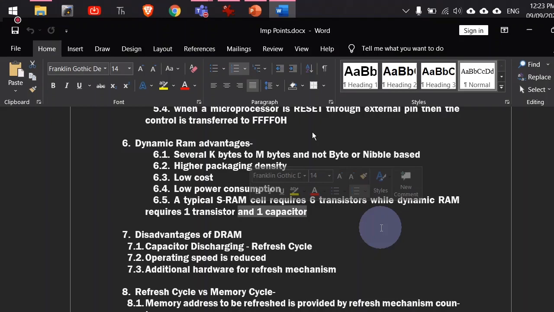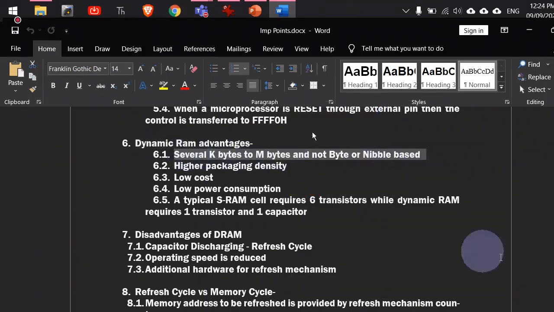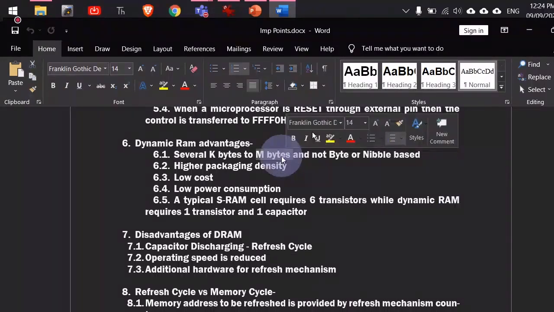Several kilobytes to megabytes, and not byte or nibble based. Whenever you are trying to construct a dynamic RAM, you won't talk about a few kilobytes or megabytes. You will be talking about larger memories of several orders of megabytes, right? You will be manufacturing, say, a RAM of 2 GB, a RAM of 4 GB. You will never hear that you will manufacture a RAM of 1 kilobyte, right? RAM should be of the order of several megabytes, right?